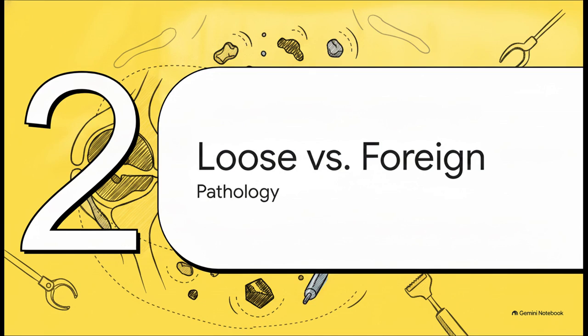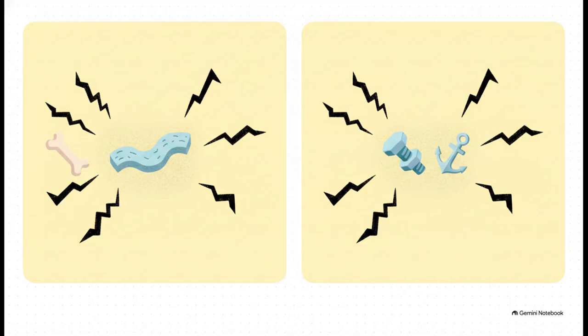Moving right along to Section 2, Pathology, Loose versus Foreign. So what exactly are surgeons hunting for in that joint space? We basically separate the organic from the inorganic. Loose bodies, those are your organic materials, things like fragments of articular cartilage, detached osteochondral fragments, or broken bone chips just floating around or lodged in a recess. Foreign bodies, on the other hand, are the inorganic items. Think dislodged surgical hardware, maybe loose suture anchors, or broken pins from prior surgeries.